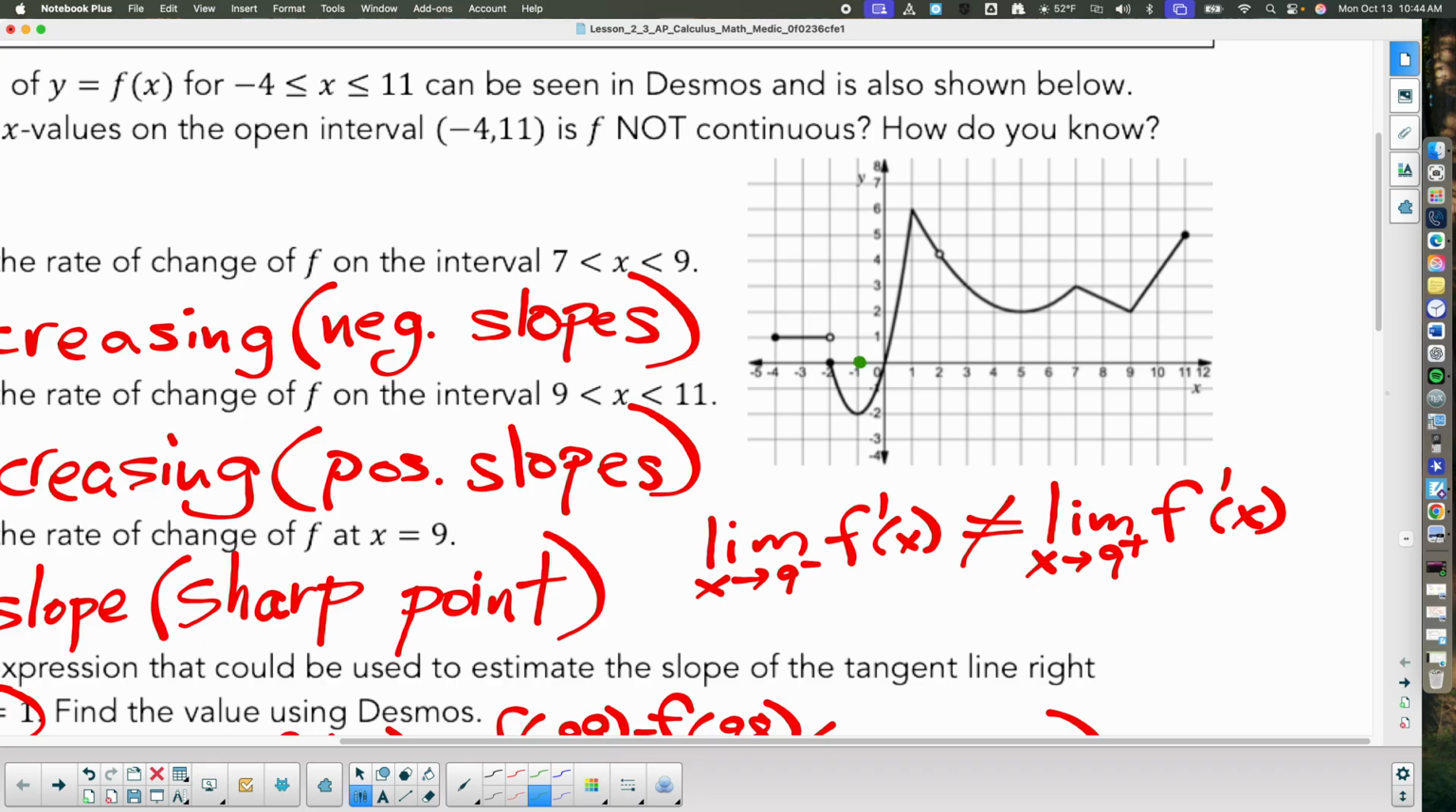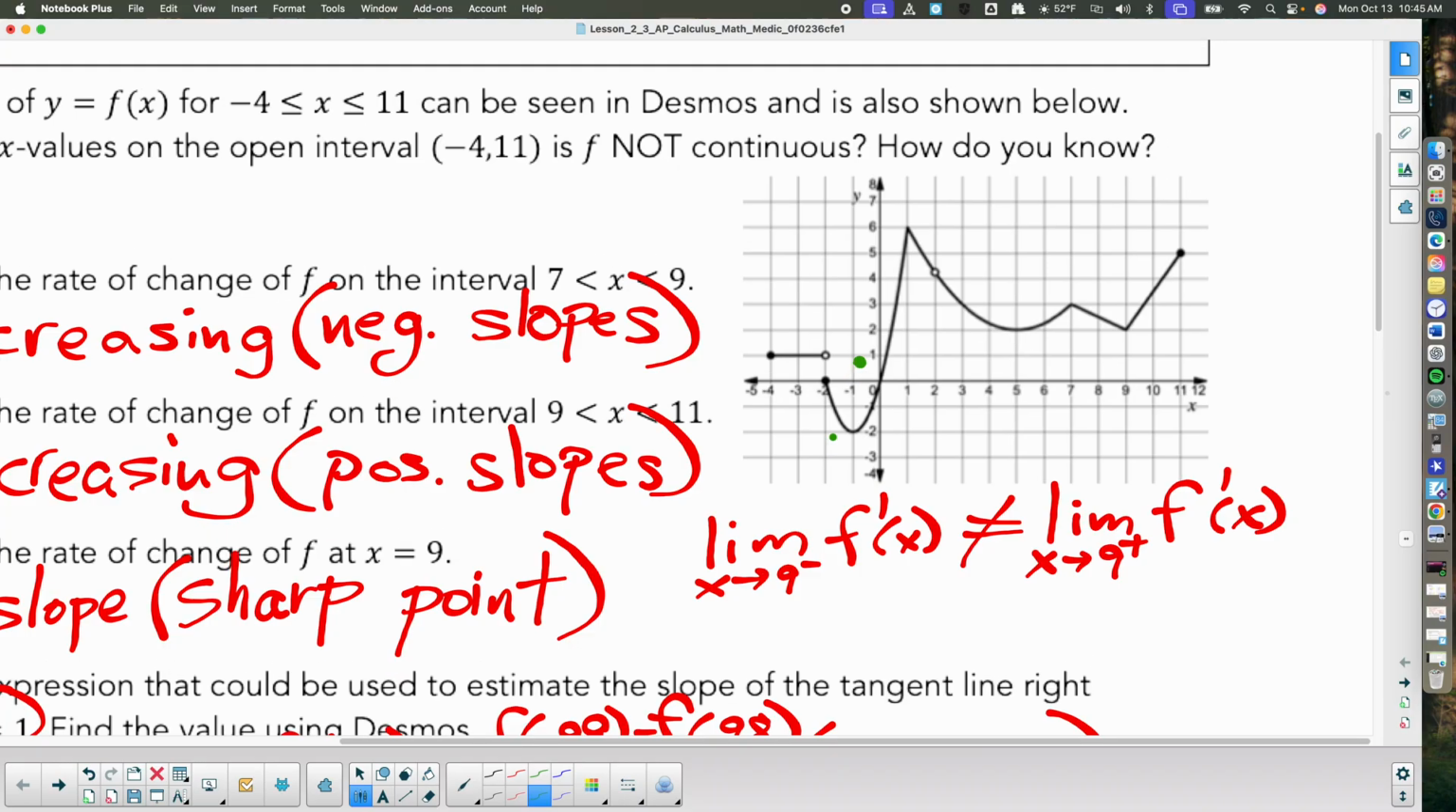Now the curved part, I can guess. I would have guessed this is a slope of -2 or -3. So I probably would have put it right there. Apparently the real answer was -4. I would have guessed right about here.